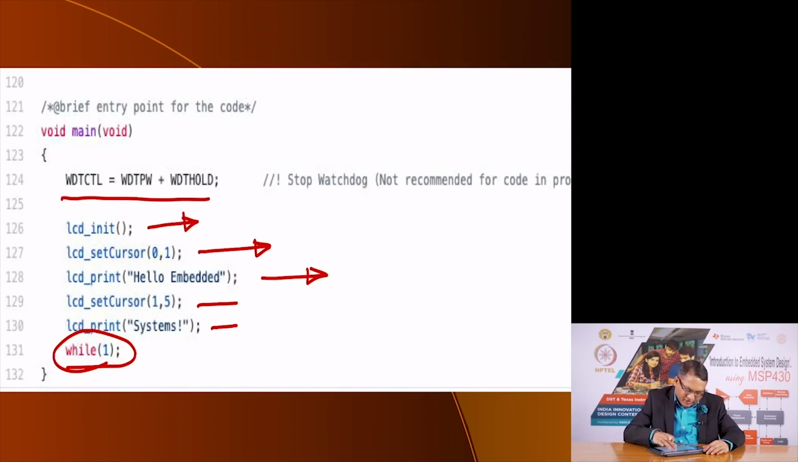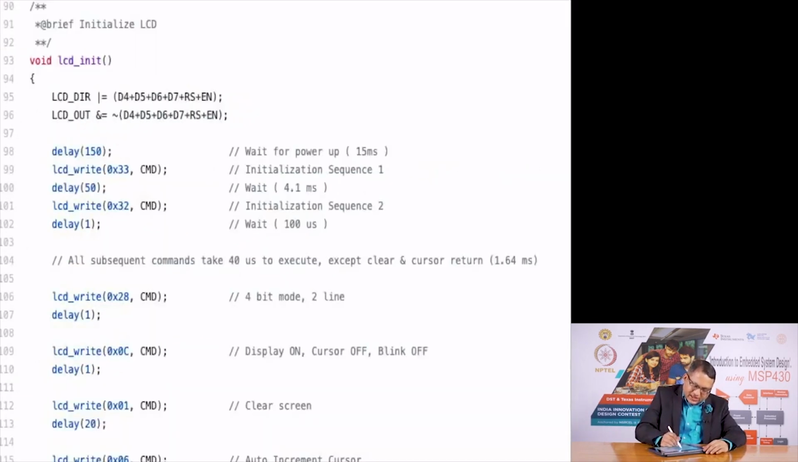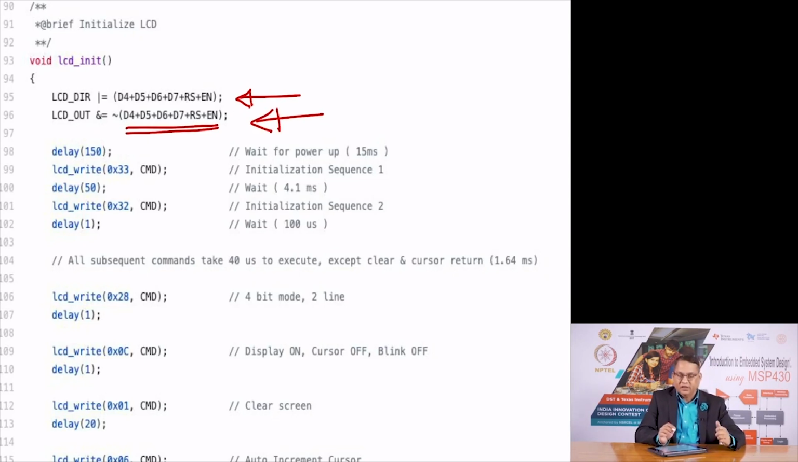So, LCD init initializes the port 1 pins to be output, it sets the direction as output, and it makes all the pins equal to 0. The register select is 0, the enable is 0, and all the data pins D4 to D7 are set to 0. Then it calls a delay of a certain amount, which we will see what it does, and then it writes a value using LCD write here. Let me erase this.